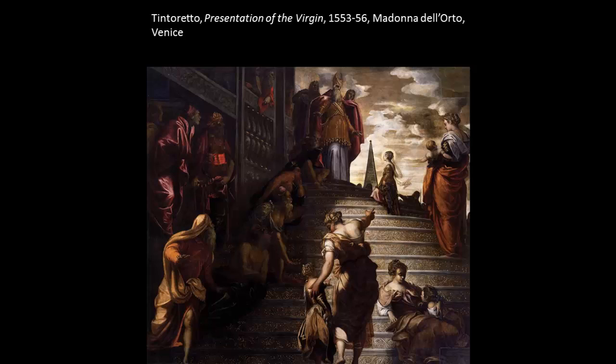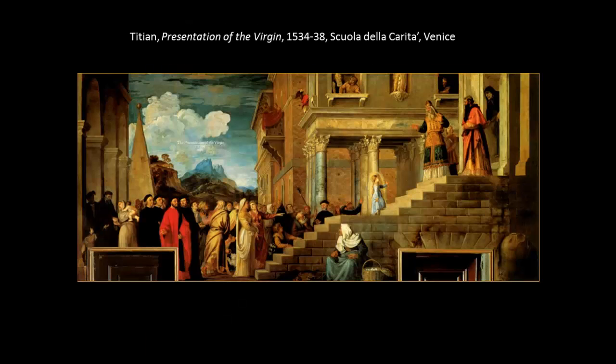Now I want to show you an example of the same subject by Titian that he executed a number of years before for another one of the scuole in Venice. Tintoretto surely would have known this work in executing his own painting. So like Tintoretto, Titian emphasizes the stairs leading up to the temple. You see light also emanating from the little Virgin Mary here. She's so sweet as she climbs up these steps to the high priests. Notice the combination of classicizing architecture and then some buildings here in the background that look rather Venetian.